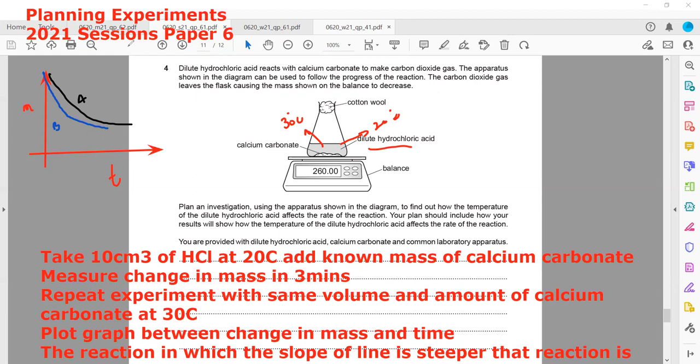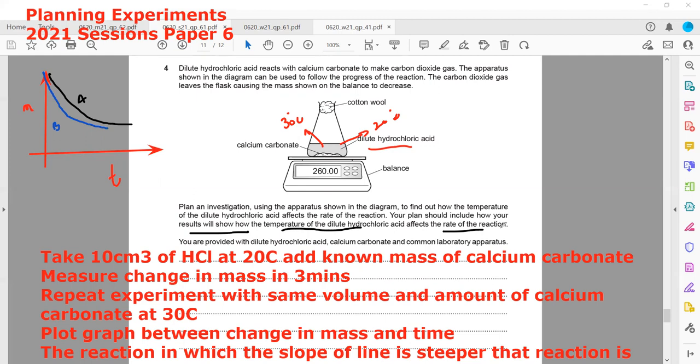It is obvious higher will be faster, but that is not having a mark. The main thing is the planning of the experiment. The question is, your plan should include how your results will show how the temperature of hydrochloric acid affects the rate. So how do our results show how the change in temperature affects the rate?